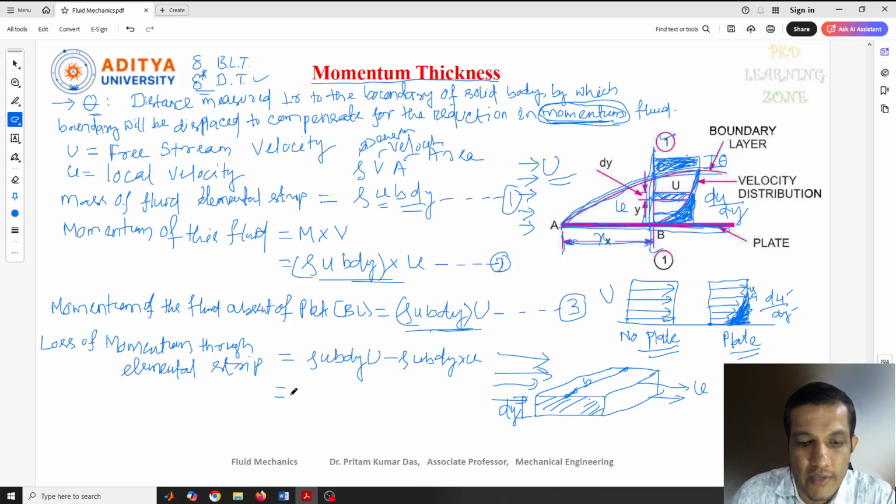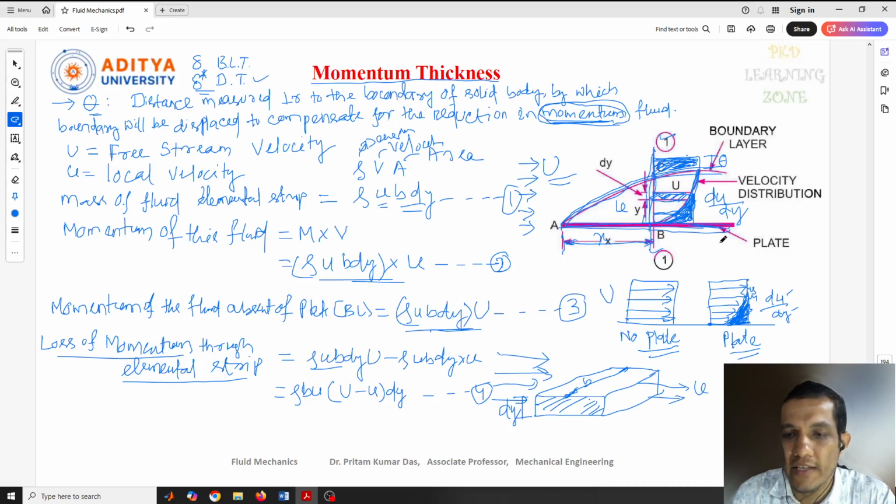Finally, we'll take some terms common outside: rho b u, small u, and dy also taken common. The remaining term is capital U minus small u, into dy. So this is the loss, this equation gives the loss of momentum through the elemental strip.